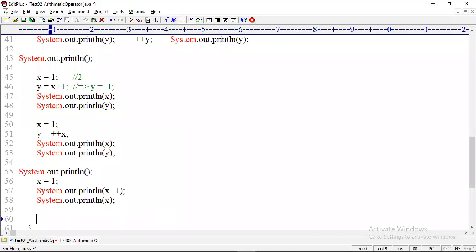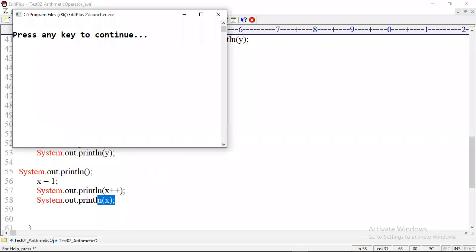Again, I'm taking x equal to 1. x plus plus and x. What is the output? X plus plus value here, what will you get? 1. And x value, what will you get? 2. Answer is 1, 2.